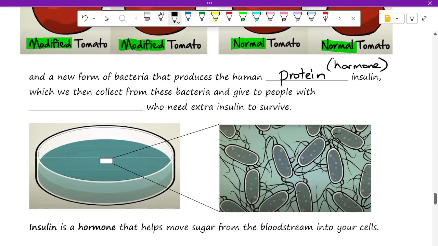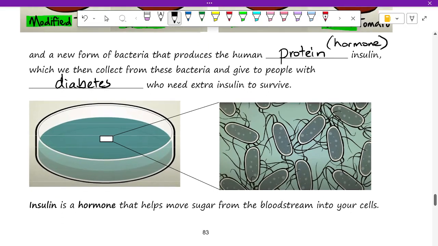These bacteria will grow, they will produce insulin, and you can isolate it. You just have a flask, and in that flask there's bacteria growing, and you just swirl it around with some nutrients and at the right temperature, and then you can collect the insulin afterwards. And no horses were harmed in the making of this insulin. Then we collect it from the bacteria and give it to people who need insulin? Diabetics, people with diabetes, who need extra insulin to survive.